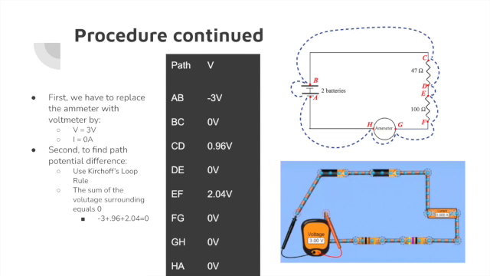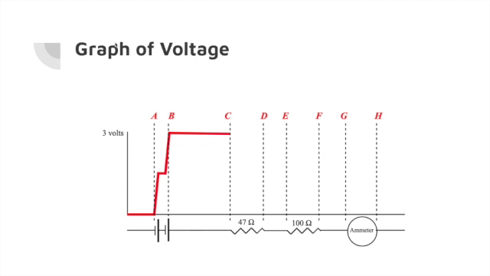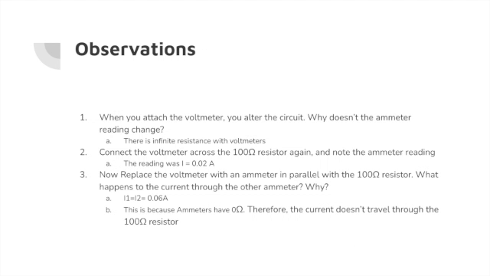We have to first replace the ammeter with the voltmeter by making V equal to 3V and I equal to 0 amps. Second, we have to find a path of potential difference by using the loop rule. The sum of the voltage surrounding equals 0 as seen in this calculation below. And the pictures beside are helpful in understanding the procedure. So here is the graph of voltage, and the graph starts at 3 volts because of the battery. There's a slight voltage drop after the first resistor, and then the voltage stays constant at 0 volts for the rest of the circuit. So here's some observations.